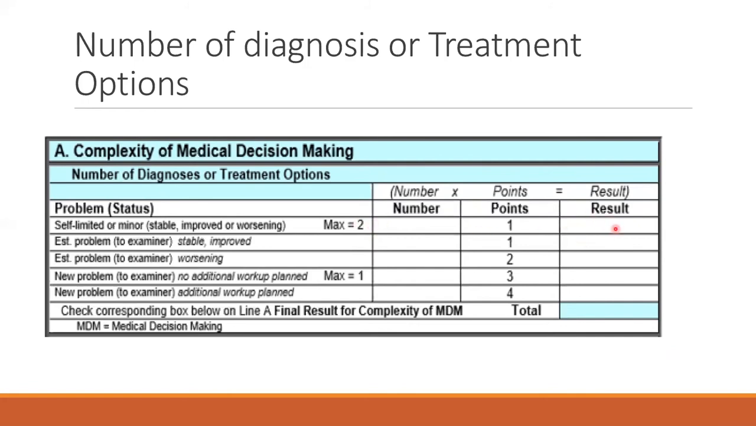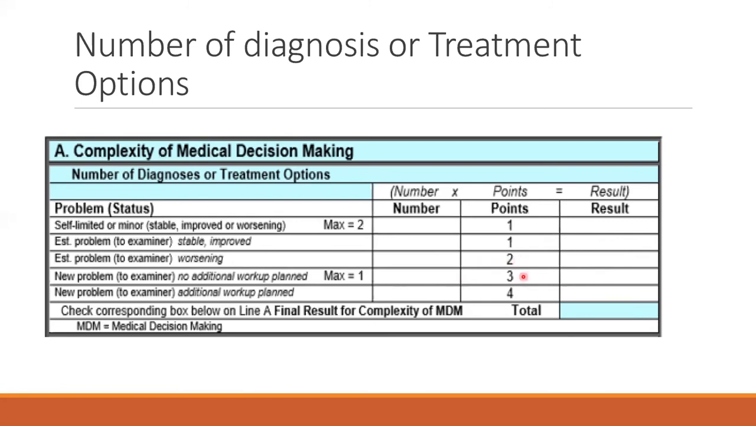For an established problem to the examiner, it can be stable or improved, and those also get 1 point. And you can have multiple of those if you're assessing many different stable and controlled conditions or improving conditions. Or an established problem that is worsening, that will give you 2 points. And the number of worsening problems that you're following up on can increase that number of complexity points for the number of diagnoses or treatment options pretty substantially.